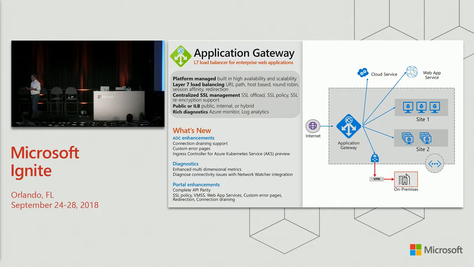Now, other than being platform managed, this service provides a lot of layer 7 capabilities. Immediately after launch, we added support for path-based routing and site-based routing. So you could pack more and more sites on a single application gateway, and that gives you better returns.